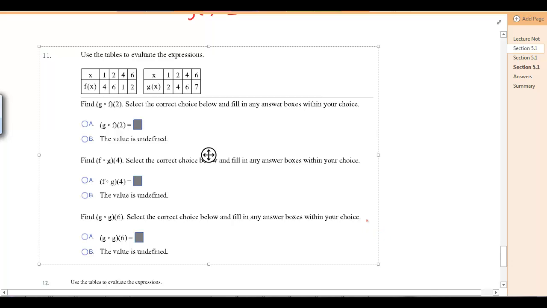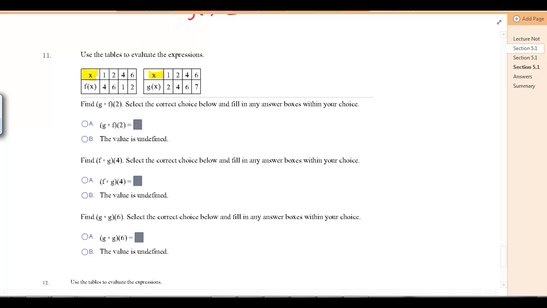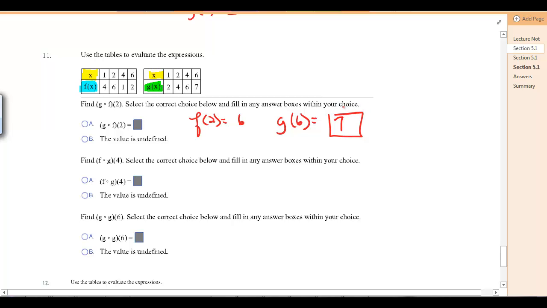All right, now we've got the same thing that we had in the graph. In each, we have an x line, and then we have some f of x values and some g of x values. All right, g of f of 2, that means we start out with f of 2. F of 2 is 6. So then we'll find g of 6. G of 6 is 7. So that's our answer for that part.